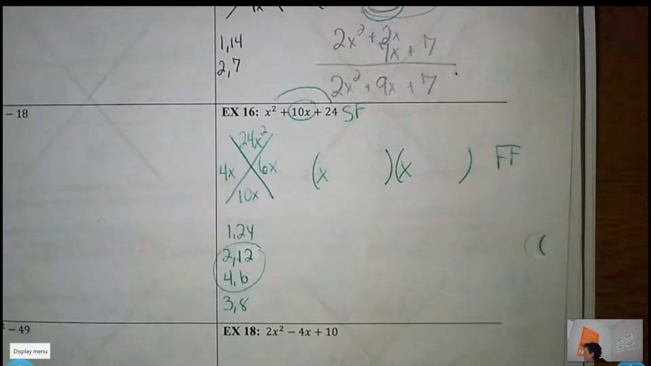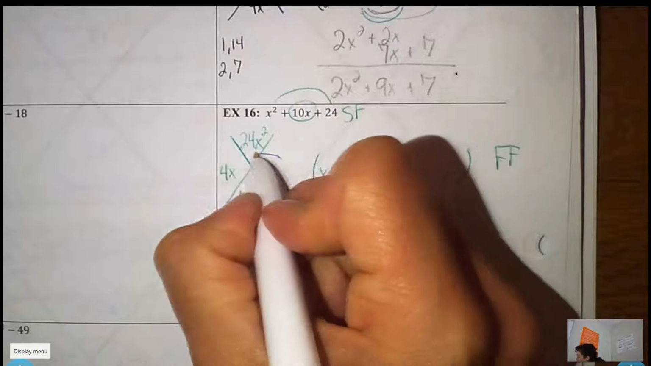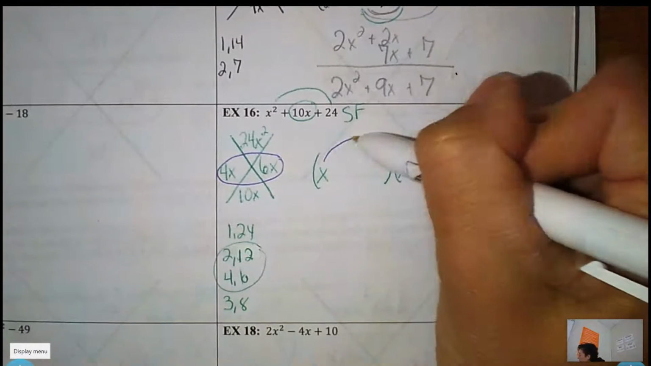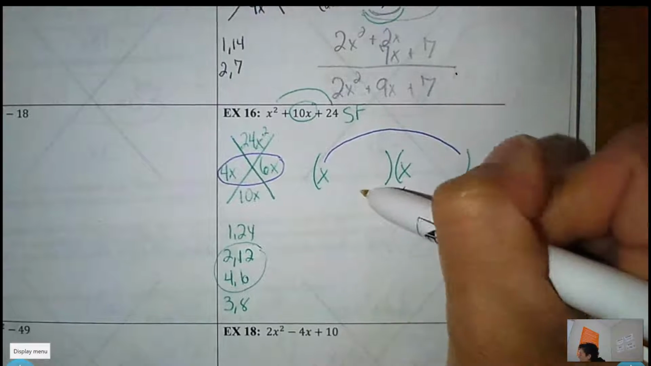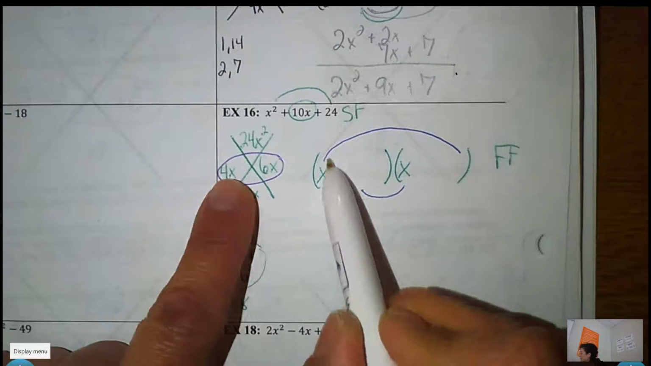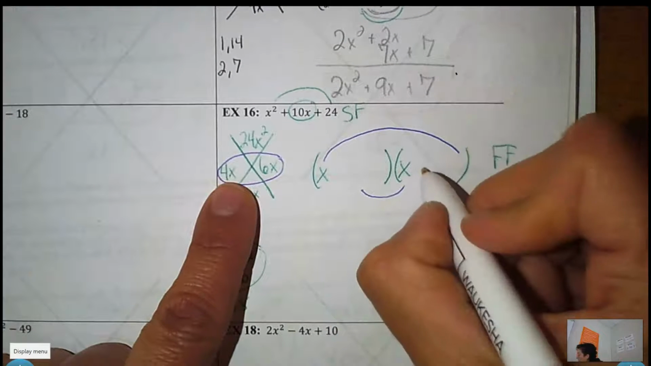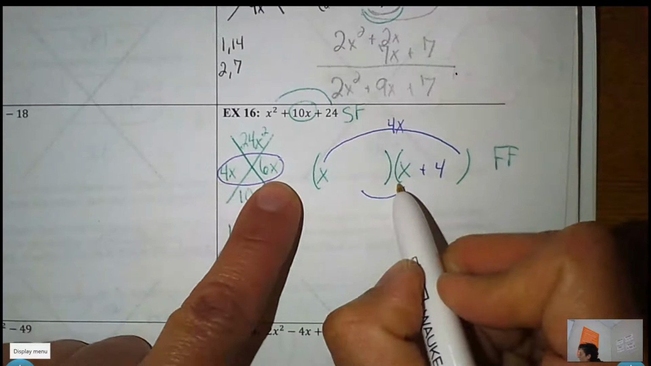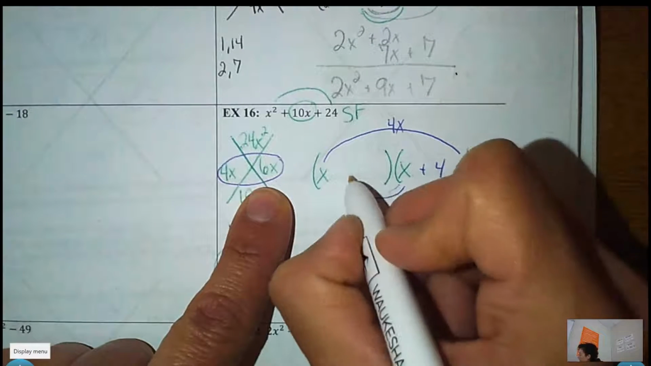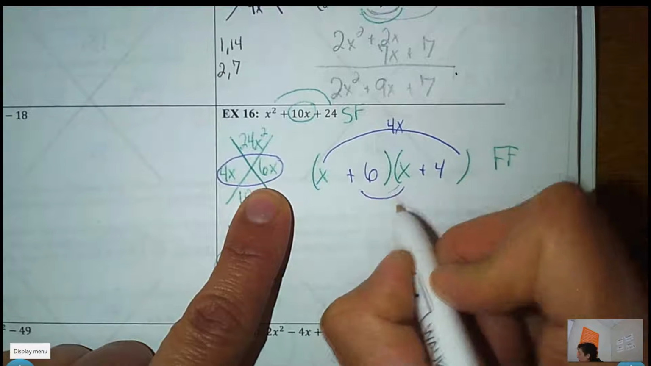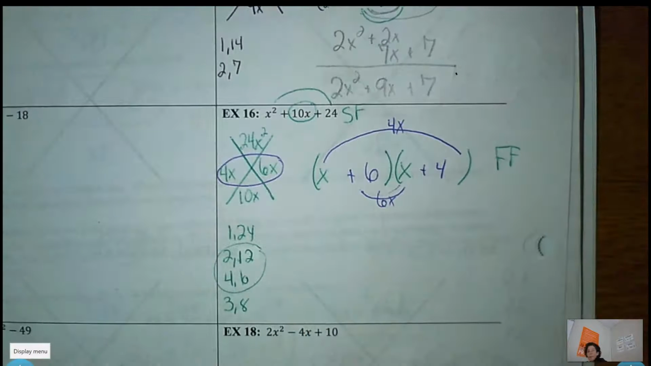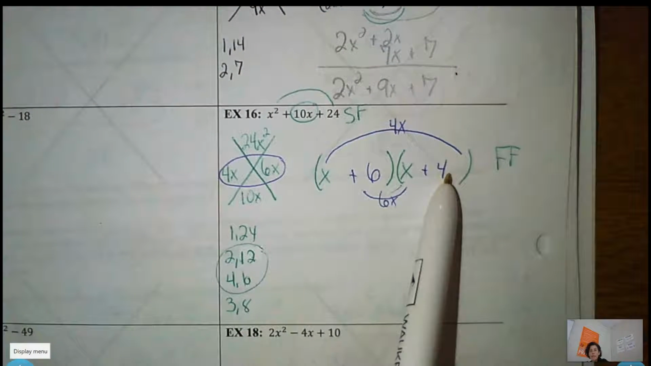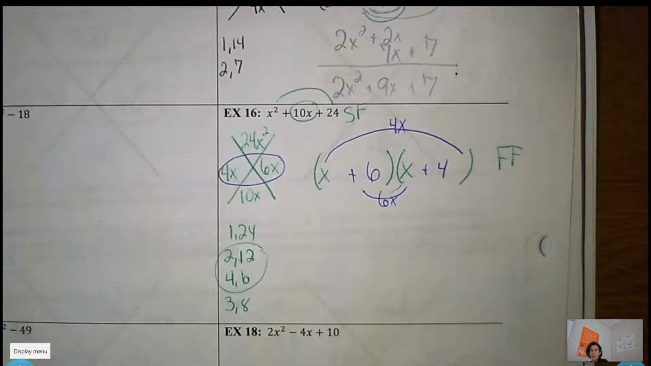And now I'll focus on the side numbers to get the rest. So I draw my loops. And can I take x times something to make 4x? I can. That's a plus 4. Let's put that little note up there. And can I take x times something to make 6x? I can. That is a positive 6. And now we have our factors. If this neighbor meets this neighbor, we will get the standard form.